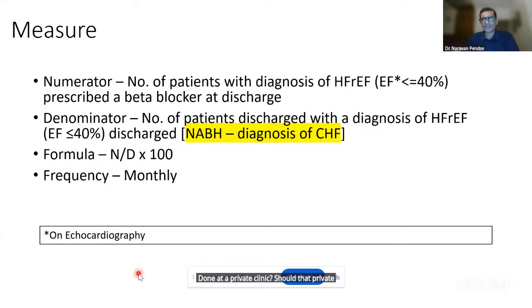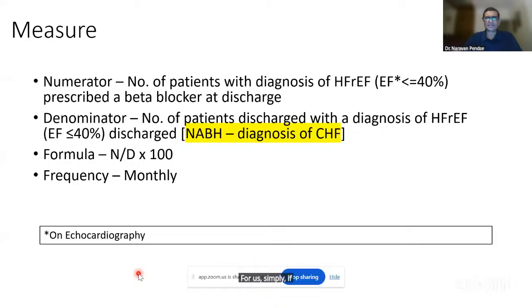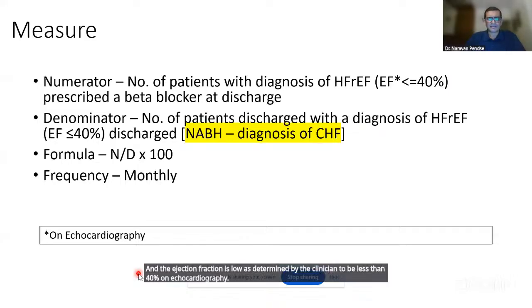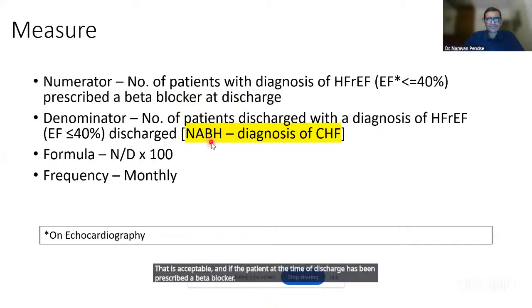Now, somebody may ask, if the echocardiography is done at a private clinic, should that private clinic be NABH accredited or not? We need not get into all those details. For us, simply if the patient has a diagnosis of CHF and the ejection fraction is determined by the clinician to be less than 40% on echocardiography, that is acceptable. And if the patient at the time of discharge has been prescribed a beta blocker.